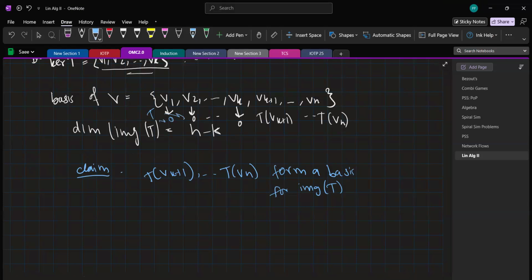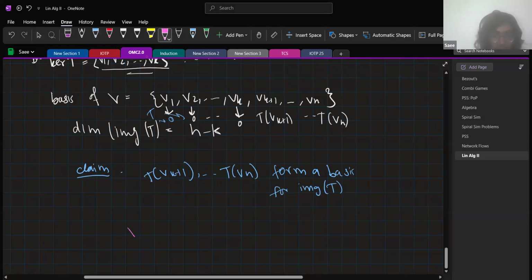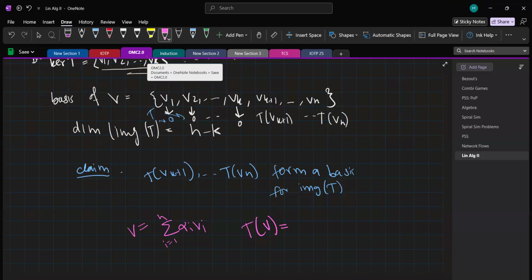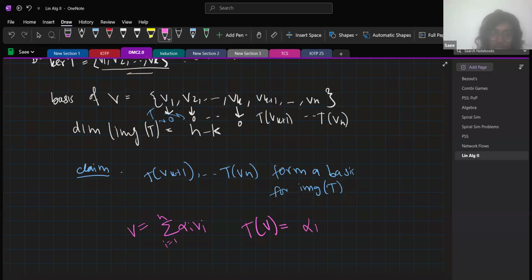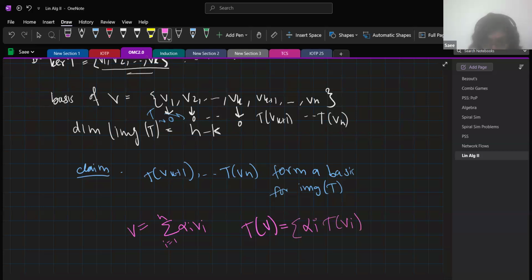So you take some vector which is like alpha 1 V1, alpha 2 V2, whatever, and then you look at its transformation. So look at T of V. From V1 to Vk, the transformations will become 0. And then for Vk plus 1 to Vn, we get the T of V. So that means that's the basis. Yeah, that's the idea. So you're going from k plus 1 to n because the rest of the things are mapping to just 0.